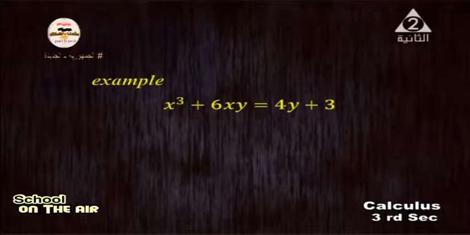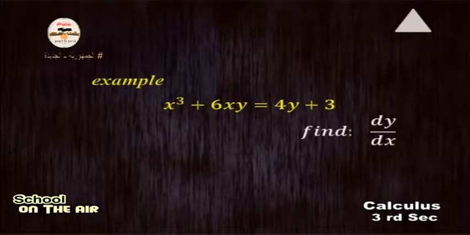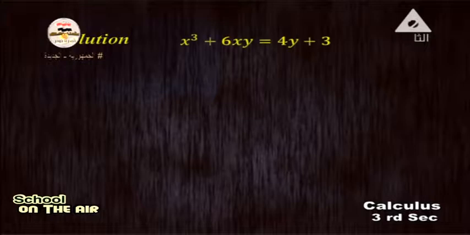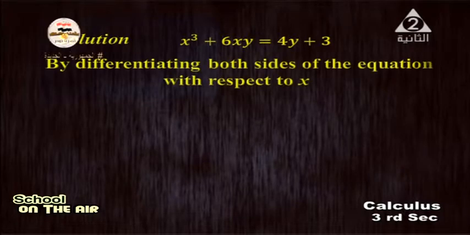Another example: if x^3 + 6xy = 4y + 3, find dy/dx. The implicit relation x^3 + 6xy = 4y + 3, we can differentiate both sides of the equation with respect to the variable x.